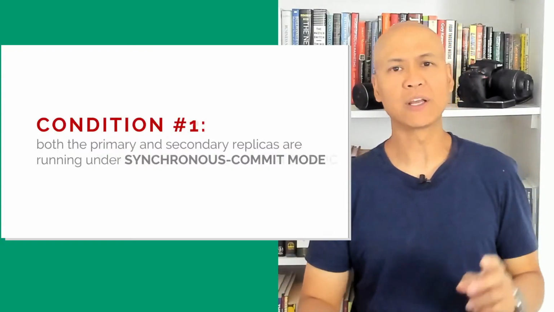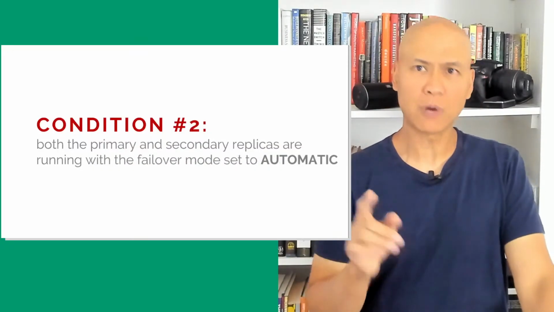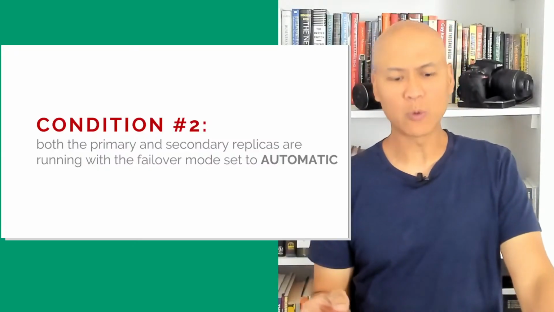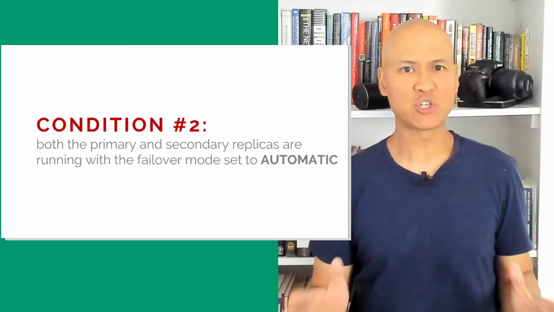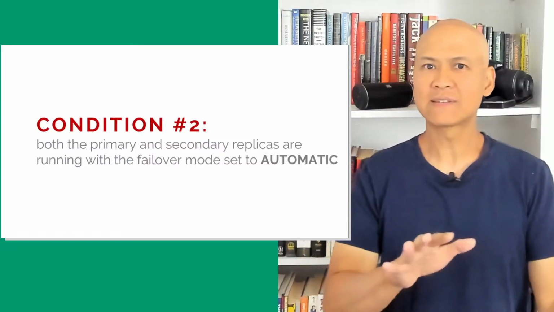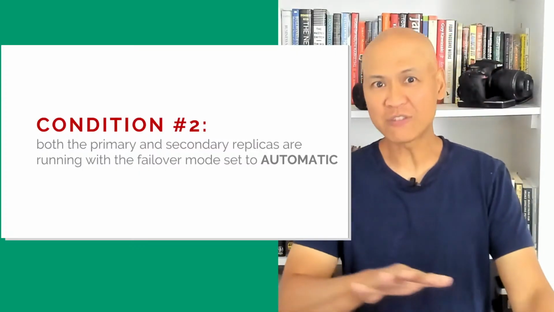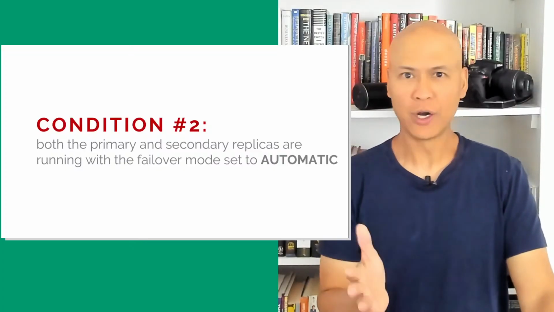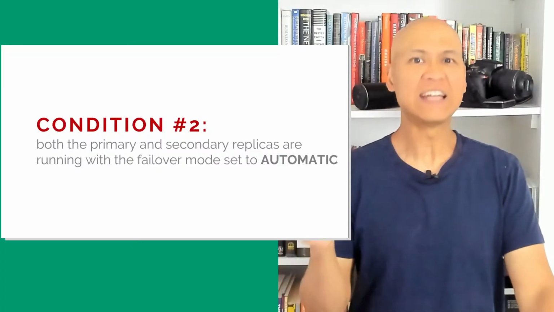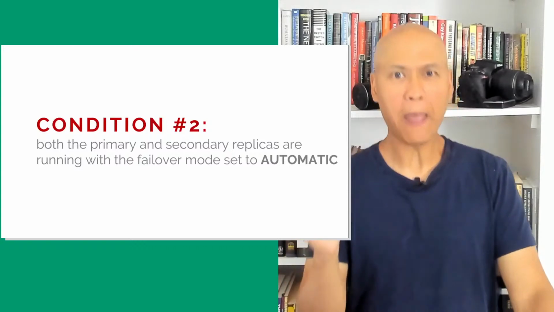That's condition number one. Condition number two is that both the primary and the secondary replicas are running with the failover mode set to automatic. And by the way, I did mention that this has to meet all these 5 conditions. So think of it as like an AND condition, not an OR. Okay, all these 5 need to be met.